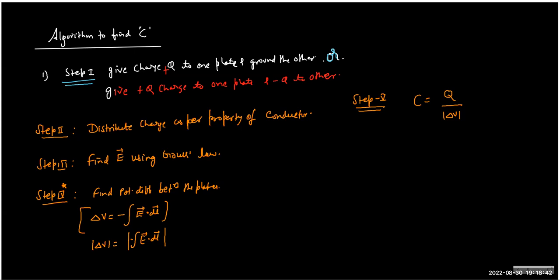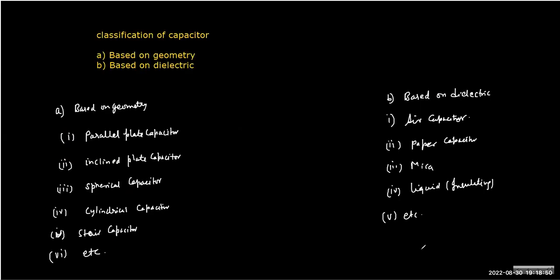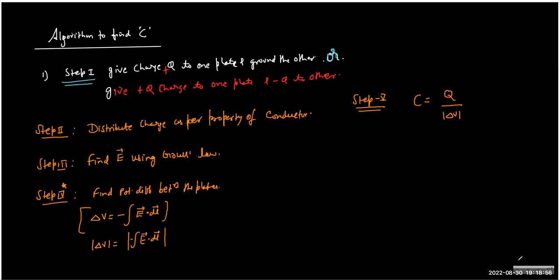Sir, please will you show the last thing? The last step page. Yeah, this one. Okay. So distributing charges as per the property of conductor. You cannot put the charge inside the conductor, right? Or if there are two plates, then possibly they will induce each other, and the induced charge will also have some pattern as per the law of conductor, right? Through some example, this will become more clear.